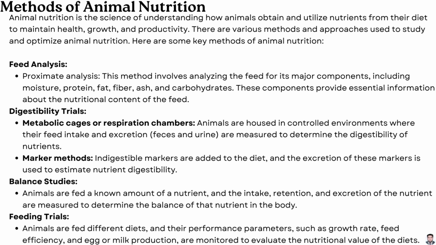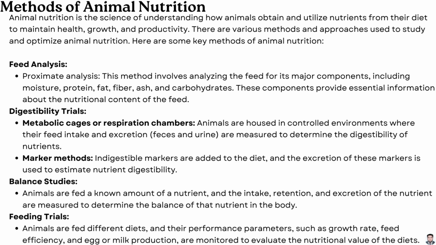Methods of animal nutrition. Animal nutrition is the science of understanding how animals obtain and utilize nutrients from the diet to maintain health, growth, and productivity. There are various methods and approaches used to study and optimize animal nutrition. Here are some key methods of animal nutrition.